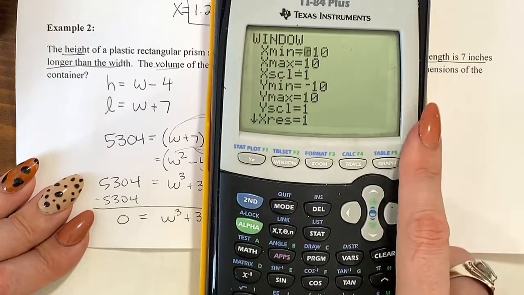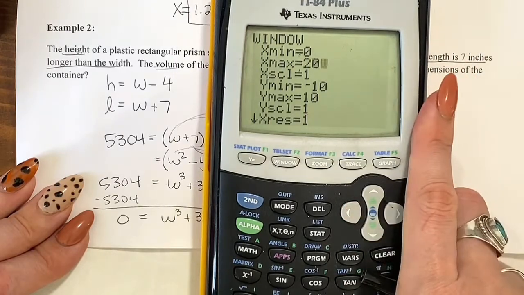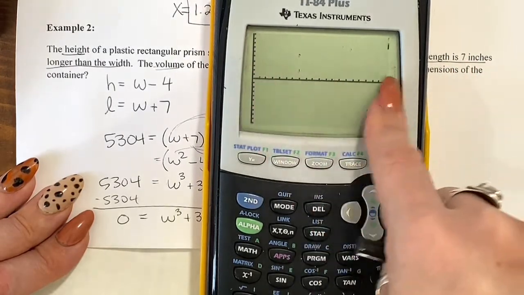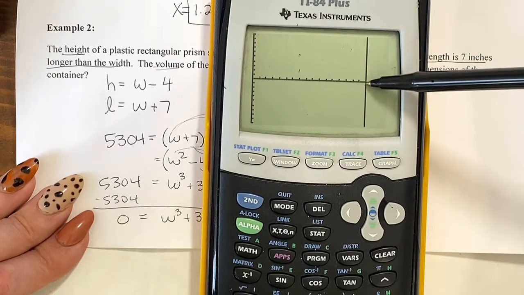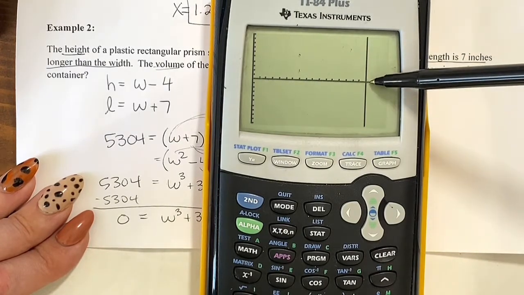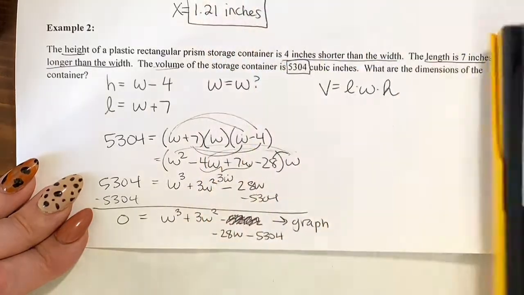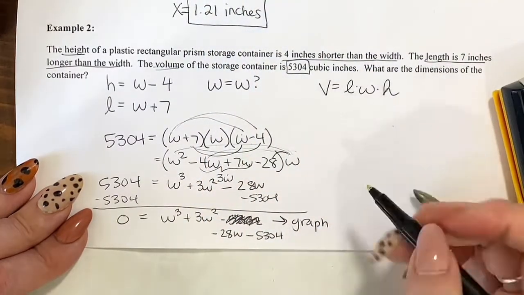Okay, we're going to change our window again. Let's go from 0 to 20 because I don't really care about the negatives. Let's see if we can zoom in on here and see maybe it's going right through something. It does look like it's going right through. So this is 20, 19, 18, 17. Our width is going to be 17.